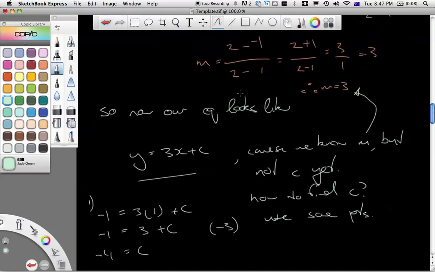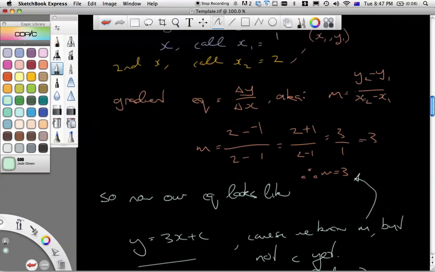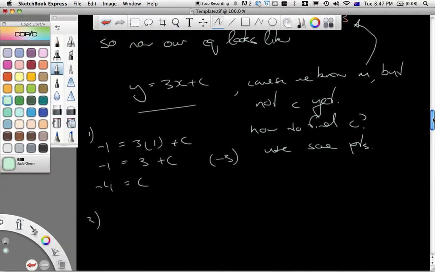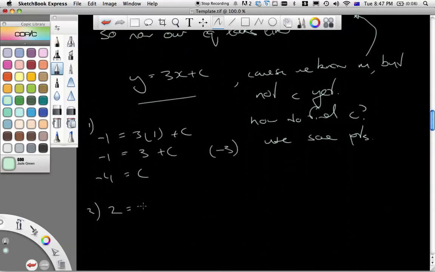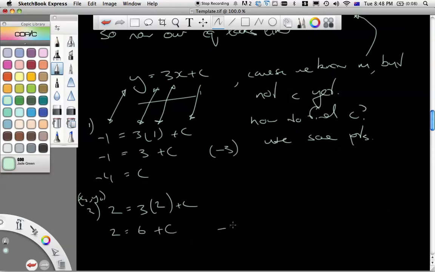So our other point was x2 and y2, going up here. x2 is 2, y2 is 2. Hope that's clear. So we've got 3 times 2, and we're using the second point now, x2, y2, plus c. And so we've got 2 equals 6 plus c. Take away 6 from both sides to get c by itself, -4 equals c.